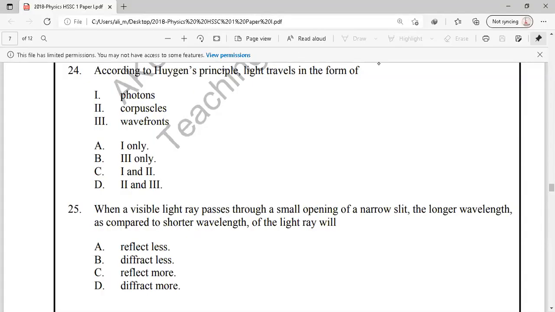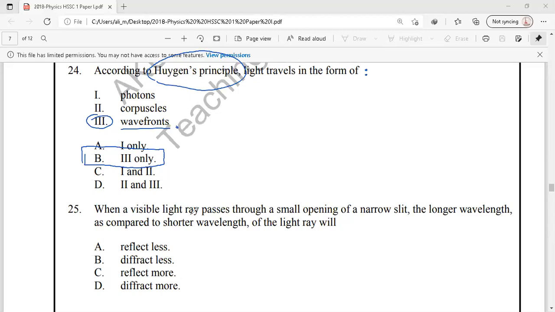Let's come to our question number 24. According to Huygens' principle, light travels in the form of what? So, as we have studied in Huygens' principle, it states that light waves always travel in the form of wave fronts. So, the correct answer is option 3. So, option B would be the correct answer for this question number 24.